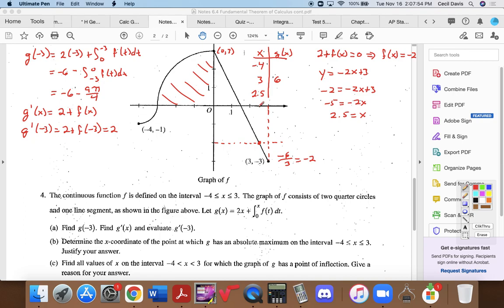At 2.5, we're only going to here, right? So I can't do the same thing, but I can work it out. g at 2.5 is going to be 2 times 2.5 is 5, plus this integral, which is the area of this triangle, is half times 1.5 times 3. And then I was mad again. I was like, really? That's 2.25 plus 5 is 7.25.